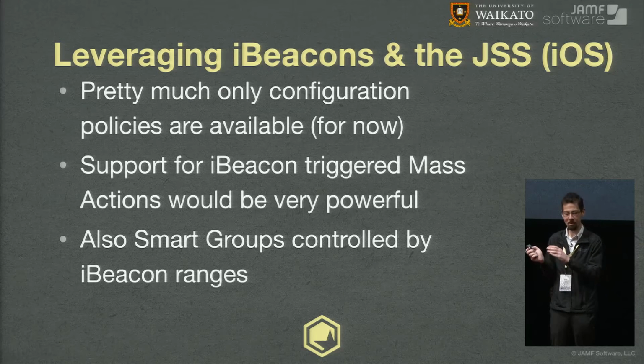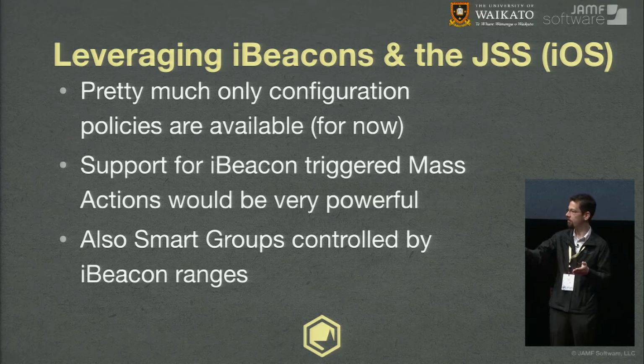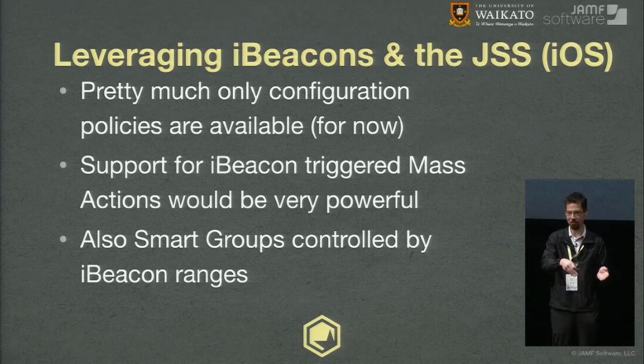And it would be really, really great if you could set a mass action against computers. You know what mass actions are in the advanced search area? There's an action button and you can send out notifications and things. You can do that manually. It would be really great if that could be automatically triggered by the iBeacon going off, by the iBeacon criteria being triggered. We can't quite do that yet, but I've got a good feeling that'll be coming soon. And it would also be great if smart groups could be controlled by iBeacon ranging information. That's just a little wish list of things that I'd like to see.